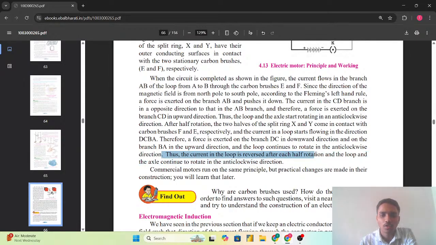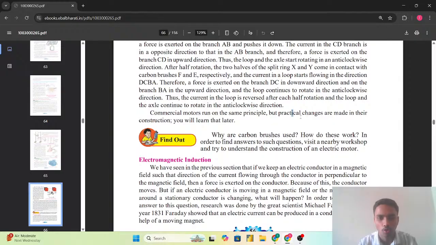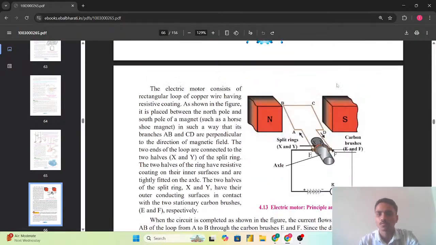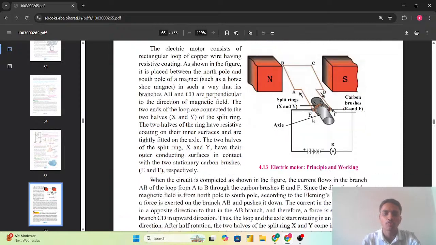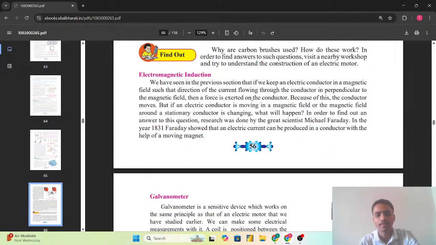Thus, the current in the loop is reversed after each half rotation, and the loop and the axle continue to rotate in the anticlockwise direction, due to the force exerted in the anticlockwise direction, as we can see. So the axle will keep rotating in the anticlockwise direction, and this leads to the flow of current and the force acting on that rectangular coil. Commercial motors run on the same principle, but practical changes are made in their construction. You will learn that later.